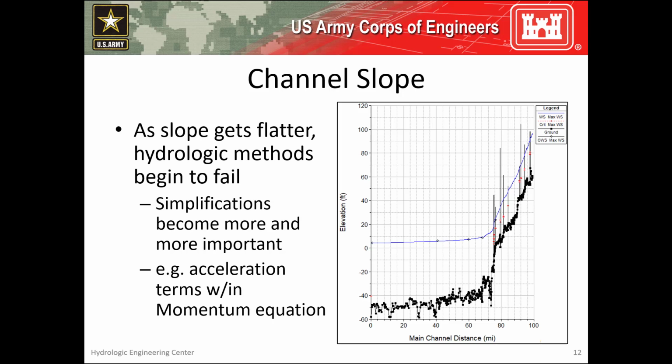In the example image shown here, above river mile 75 or so, the slope is relatively steep, and most hydrologic routing methods will do just fine. However, below river mile 75, the slope dramatically flattens. Very few hydrologic routing methods, if any, will be accurate downstream of that point.